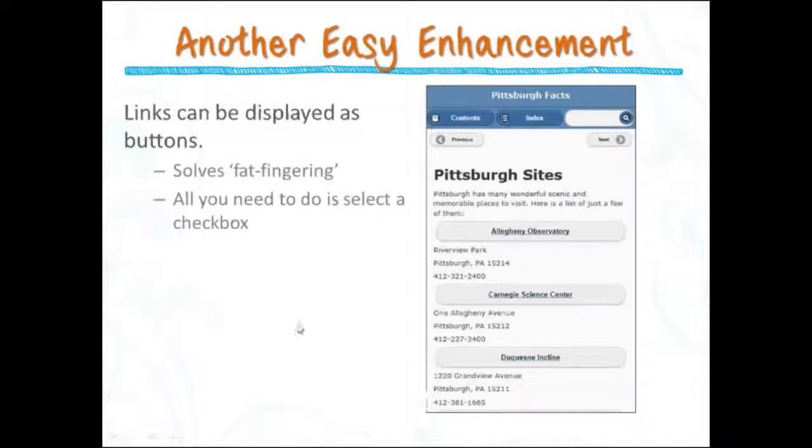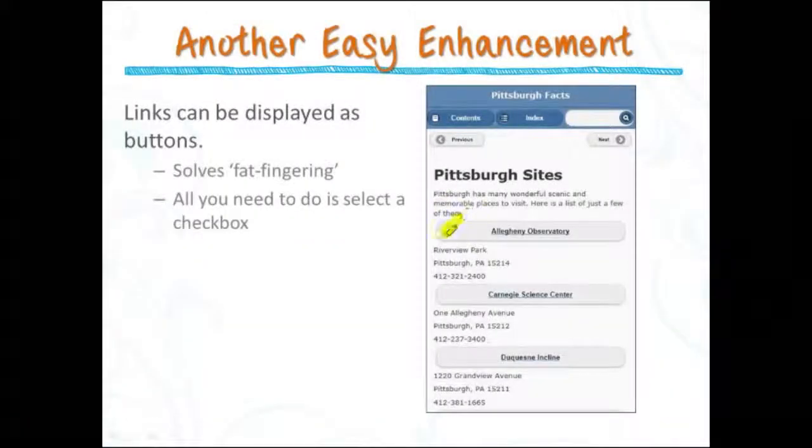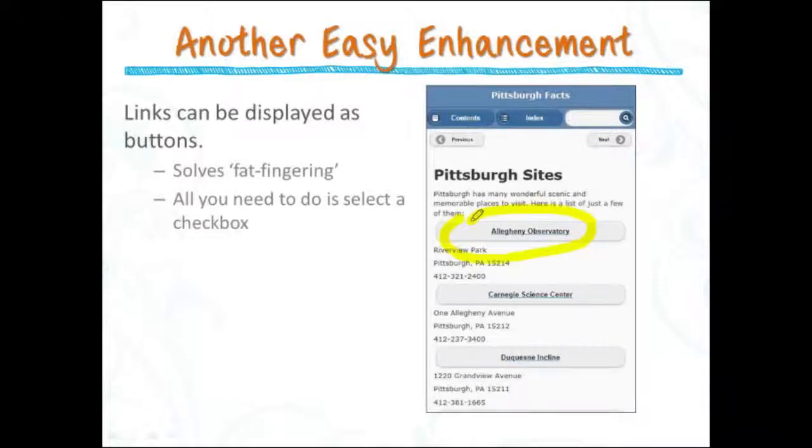Also, another easy enhancement, if you look right here, are these buttons. In Doc to Help, you could actually use the dialog box and make links into buttons. You could just choose a checkbox, and a link will be a button, and that is really nice for fat fingering in a mobile output, and it's really, really easy. So I would recommend trying that. This is a feature that has existed in Doc to Help forever. It was not designed for mobile, but I find that it works really well in mobile.